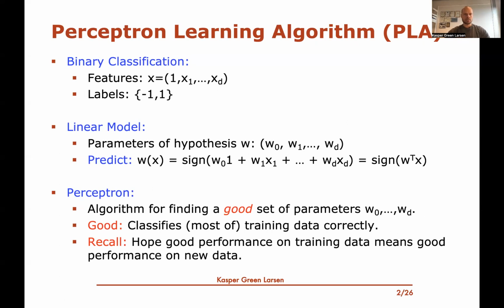Now, what we saw was that the perceptron learning algorithm is an algorithm for finding a good set of parameters W. And by good, we mean that it classifies most of the training data correctly. And then we hope, of course, that this means that we also have good performance on new data. This is what we've seen in many of the learning theory videos. We already argued that this is often the case, that good performance on training data implies good performance on new data, at least if you have enough data and if the VC dimension, or the complexity of the hypothesis set, is not too large.